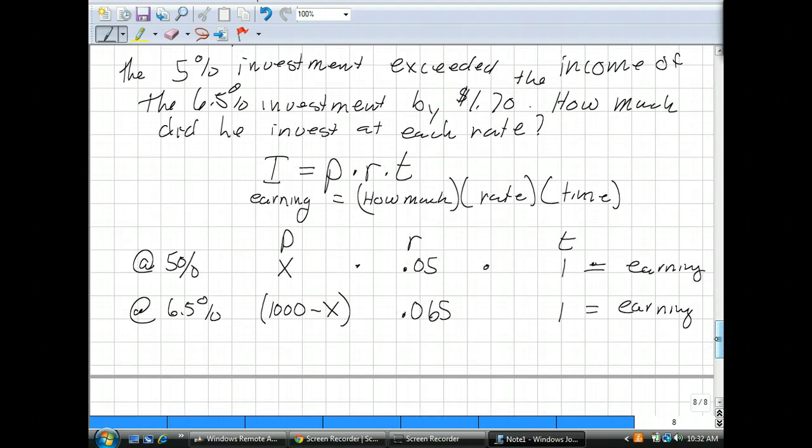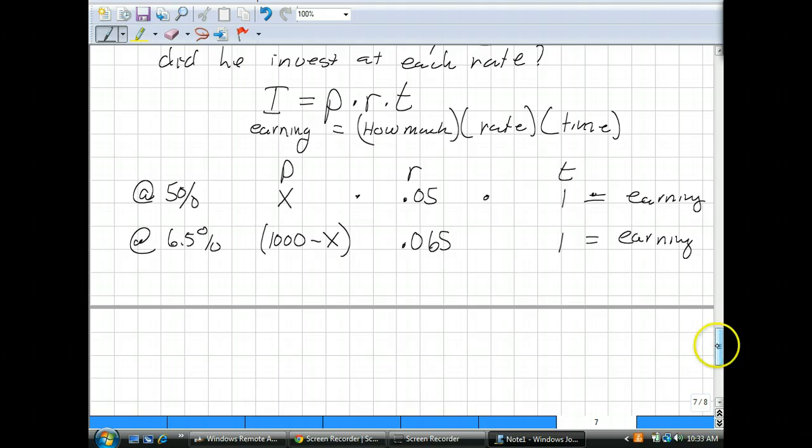Okay, so now we have to set up an equation. But remember that the amount he earned at 5% was $1.70 more than what he earned at 6.5%. So in order to set up an equation, 0.05x times 1 is going to equal 0.065 times 1,000 minus x plus $1.70. So in order to make them equal, I have to add $1.70 to that side. Then it's just a matter of solving.